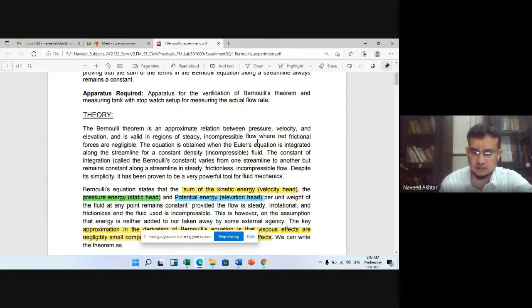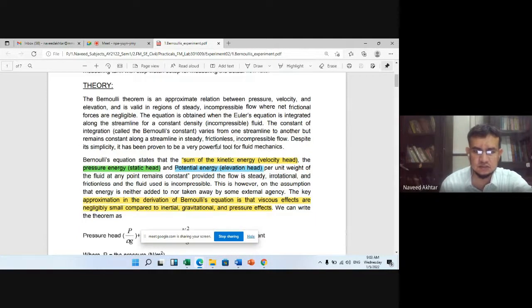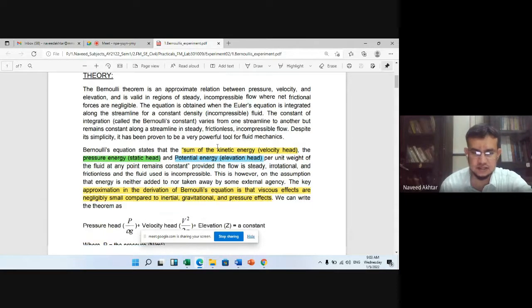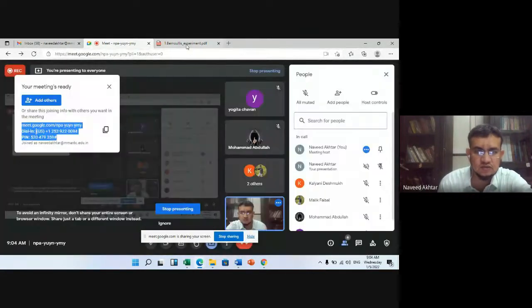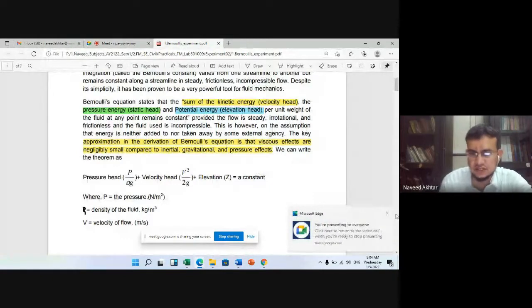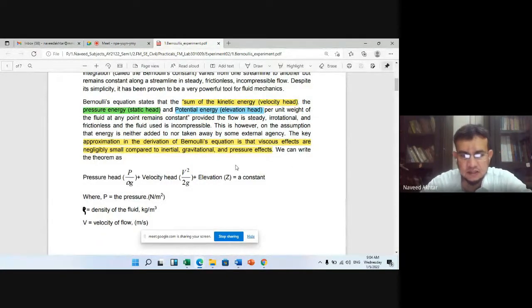Generally, the assumptions in Bernoulli's theorem are that the fluid is ideal, that is, viscosity is zero, and the flow is steady, that is, with respect to time the flow is not changing. The flow is incompressible, so the bulk density will not change, and the flow is irrotational, that is, streamline flow. These are the assumptions for Bernoulli's experiment.